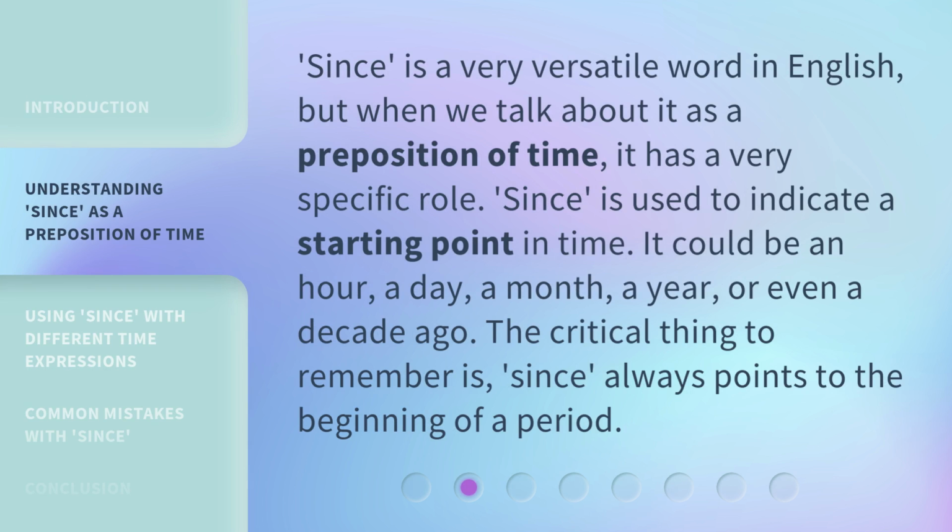Since is a very versatile word in English, but when we talk about it as a preposition of time, it has a very specific role. Since is used to indicate a starting point in time. It could be an hour, a day, a month, a year, or even a decade ago. The critical thing to remember is, since always points to the beginning of a period.